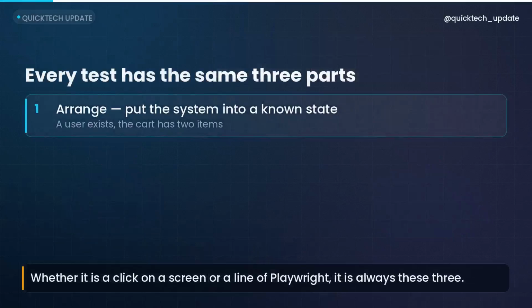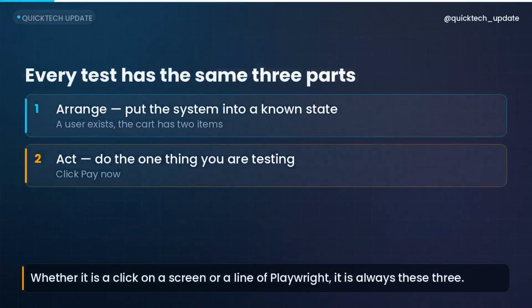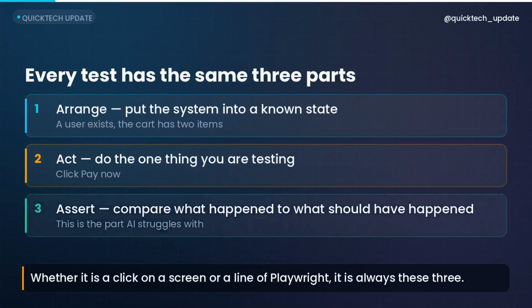Every test everywhere has the same 3 parts. Arrange, put the system into a known state. Act, do the one thing you're testing. Assert, compare what happened to what should have happened. Remember that third one. Assert is where AI struggles, and we'll come back to it.